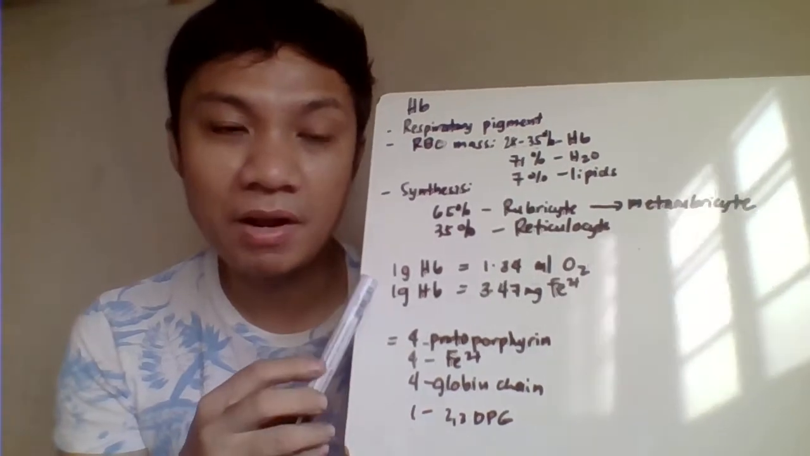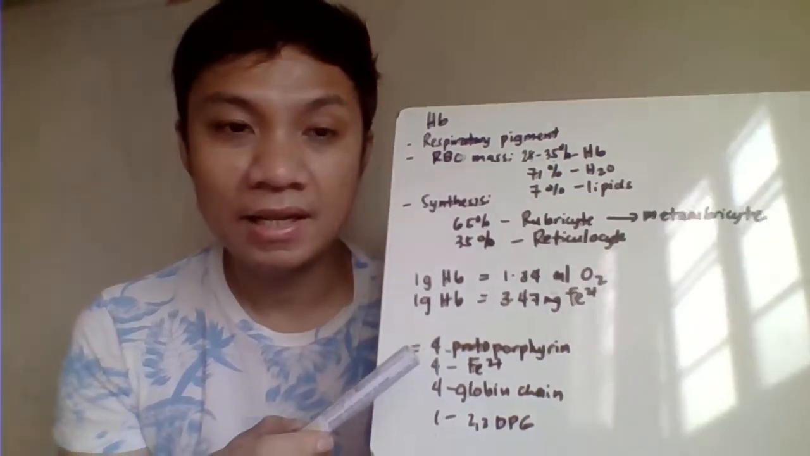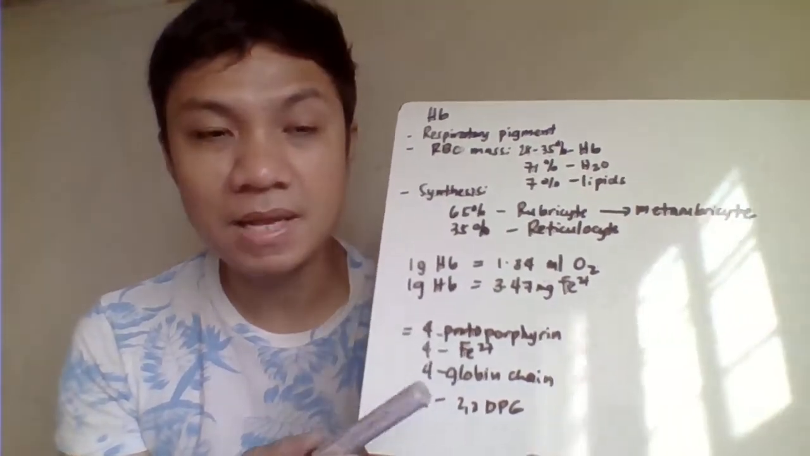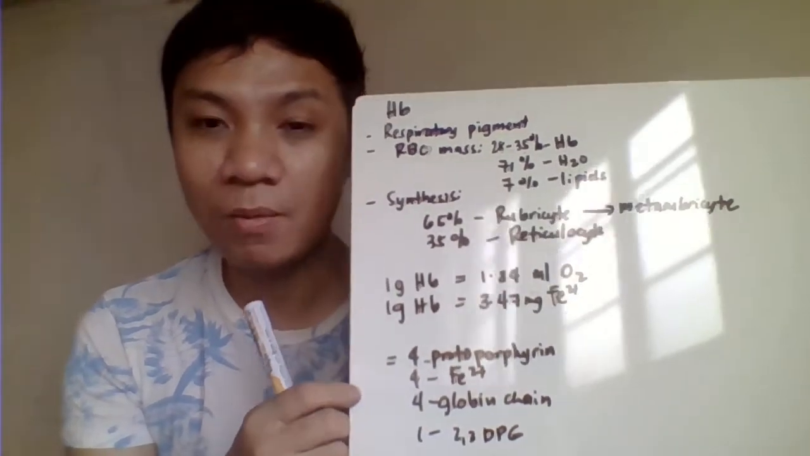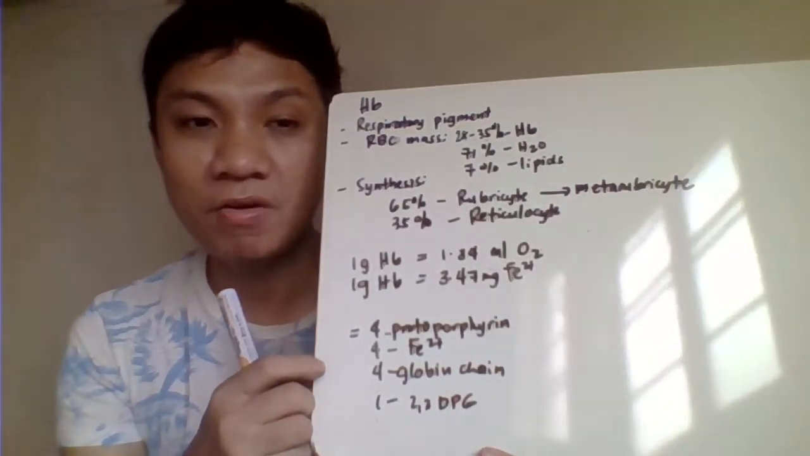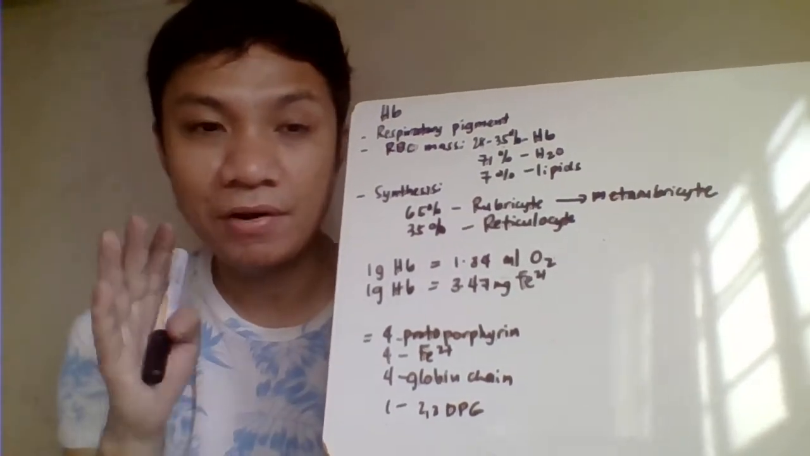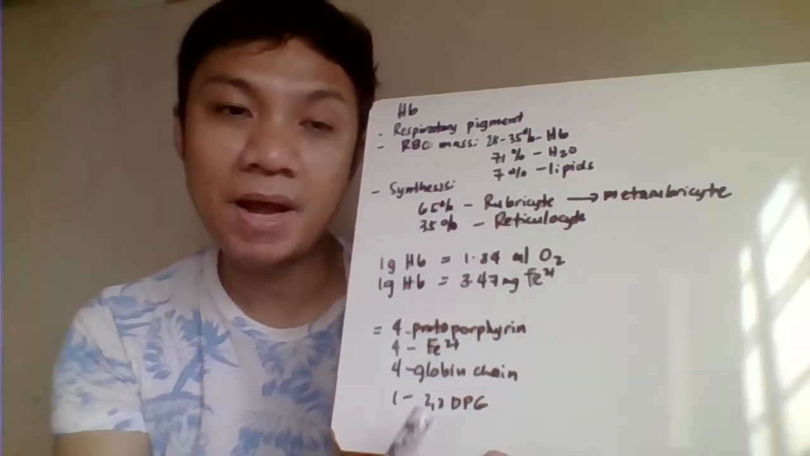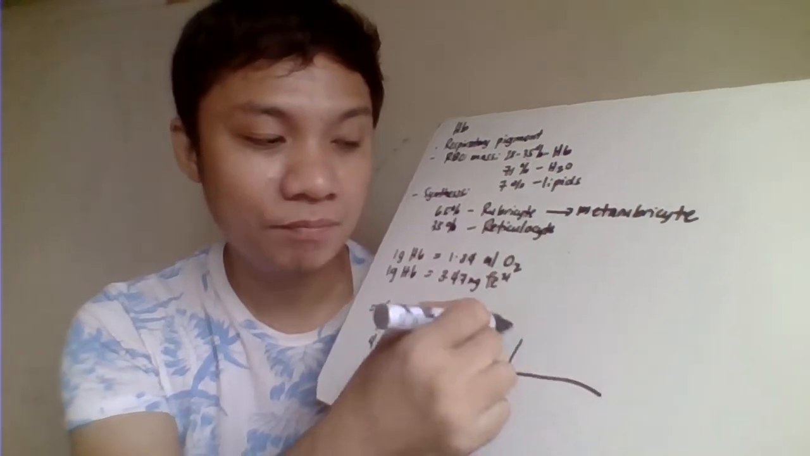Okay, 1 gram of your hemoglobin could transport 1.34 ml of oxygen. It could further transport 3.47 milligrams of your iron. Again, the basic component of our hemoglobin: we have here 4 protoporphyrin rings. Each of that would have 1 iron, since we have 4 protoporphyrin rings. So it is just like this.